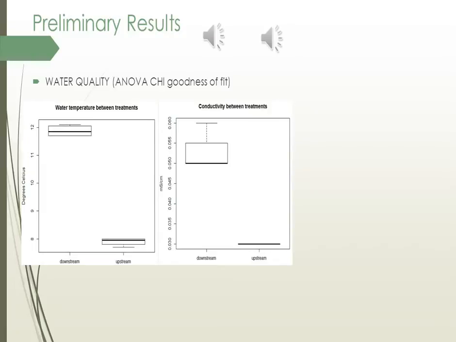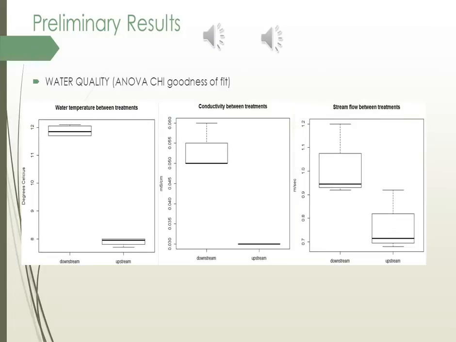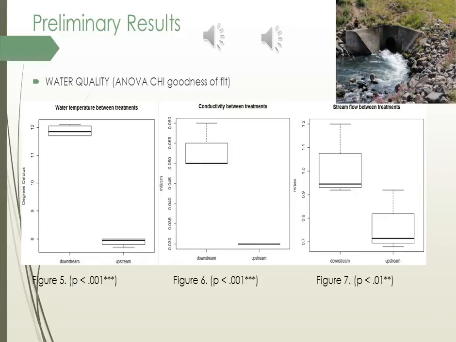Conductivity was also significantly different between upstream and downstream. Conductivity was much higher downstream of the dam and lower upstream of the dam. Stream flow was also significantly different between sites, being generally higher downstream and lower upstream. And I do want to point out that we did observe water actively flowing from the dam.